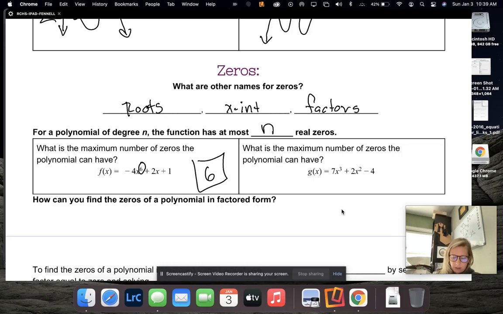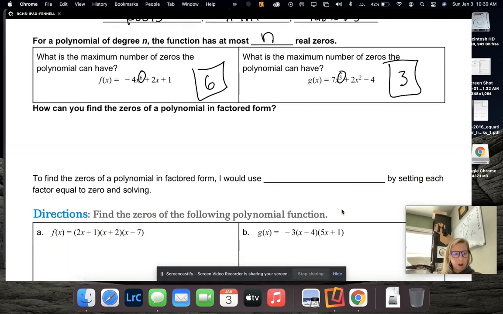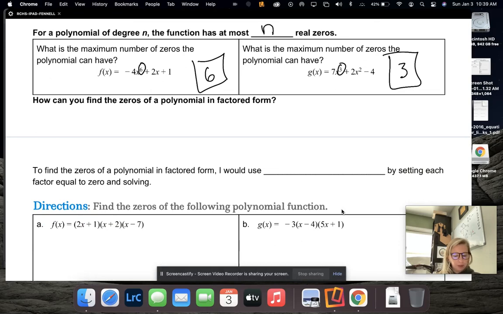Okay, this is a degree 3. It could have at maximum 3 zeros or 3 real roots, actual x-intercepts. All right, so how do we actually find these roots in factored form? Well, we're going to use zero product property, just like we always have. We're just going to have more factors this time.